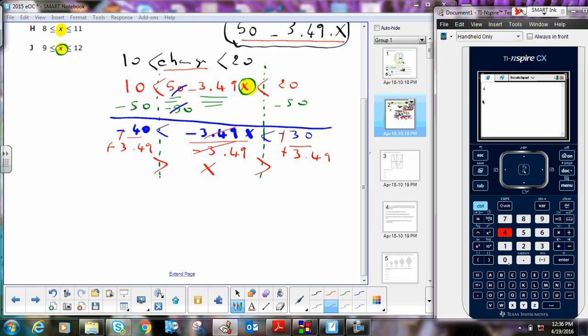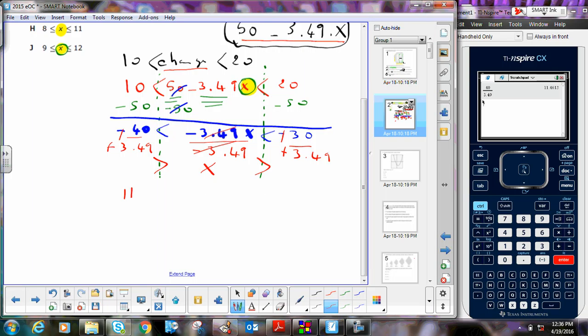So 40 divided by 3.49. Enter. It's 11.46. And then what's 30 divided by 3.49?